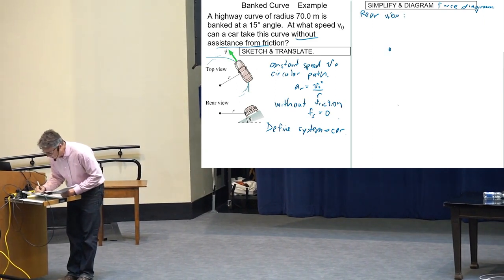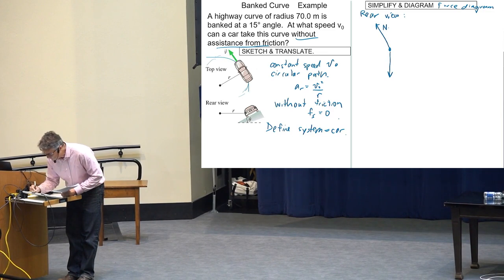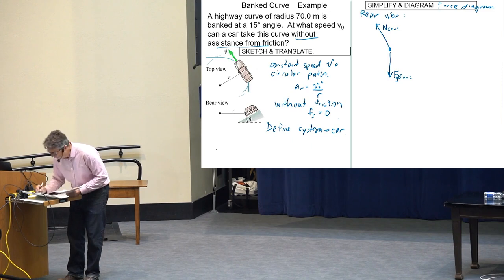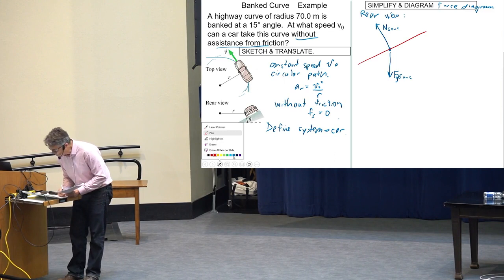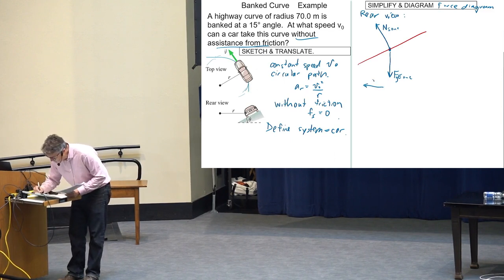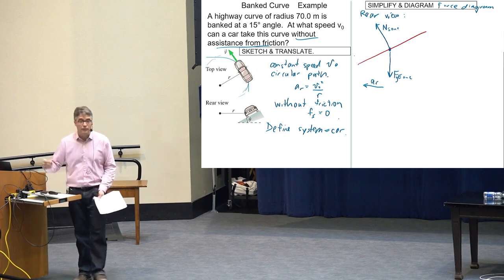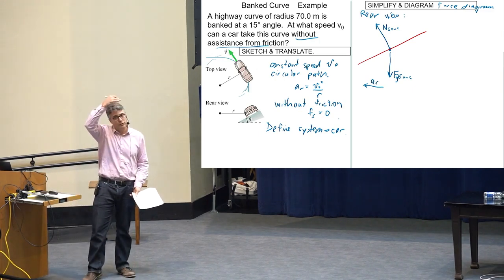So here you've got the car. The normal force goes up like this, normal. And the gravity goes down like this. So this is like the normal of the surface on the car. And this is the force of gravity of the earth on the car. And don't forget there's a road in there. The road is perpendicular to the normal force, but there's no friction, so in fact that's all the forces. And we know, by the way, that it's accelerating in this direction because the center of the circular path is now to the left on this rear view diagram.